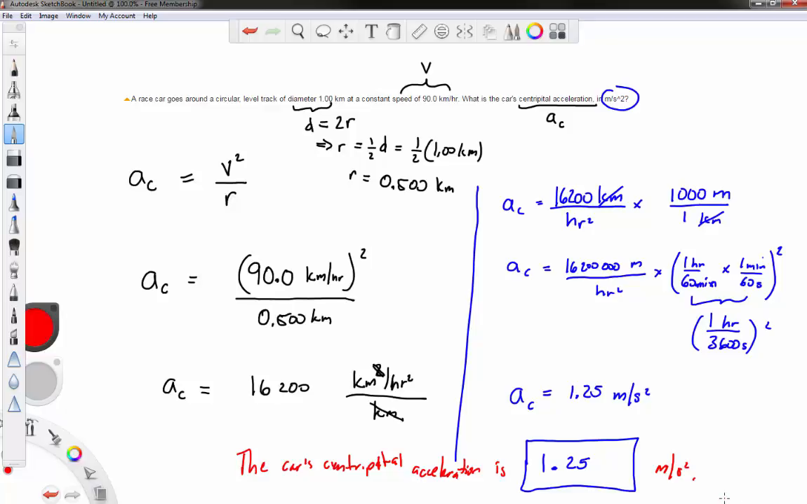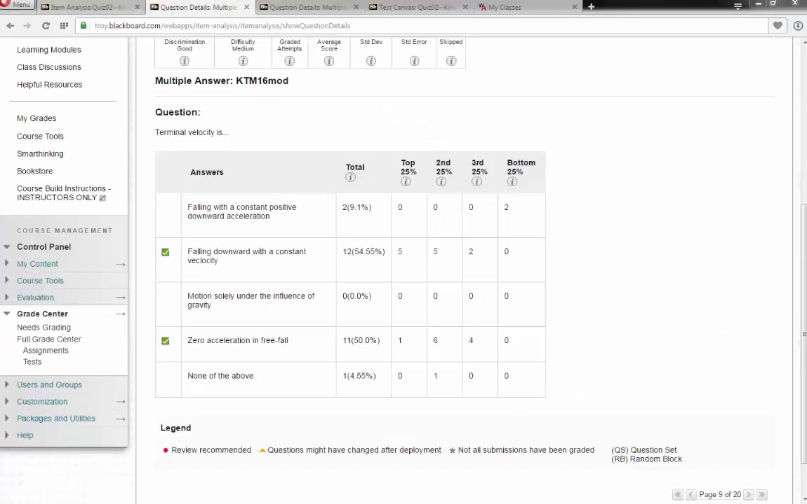Now, I said this last week in the video. The reason I'm saying it again this week is because a lot of people continue to put in 1.25 space meters per second squared. So this is the correct way to enter your answer when it asks for an answer in units of whatever. Please pay attention and don't make this mistake next time.